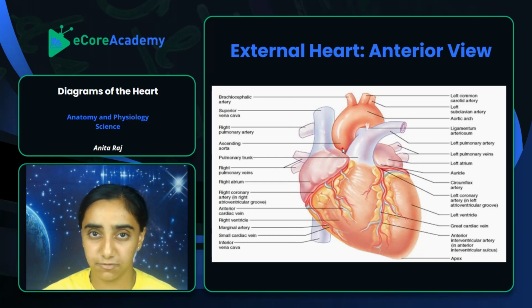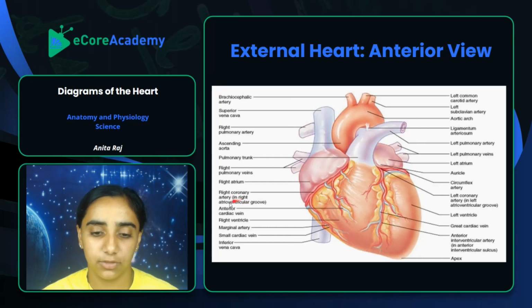And then it wraps around the right side of your heart, and it supplies the right atrium and the ventricles, the sinoatrial node, which is your SA node, which is part of your conducting system of the heart, which we'll be going over later, and also your atrioventricular, which is your AV node. And it branches off into the right posterior descending artery and the acute marginal artery.